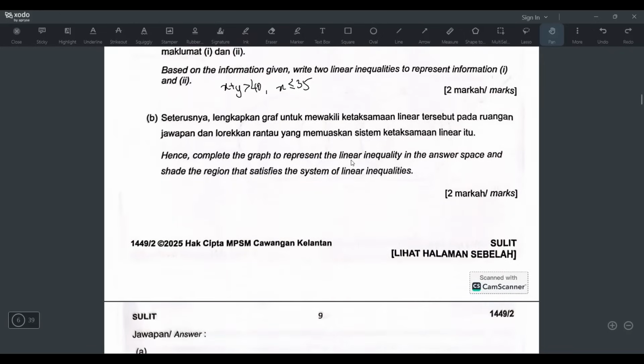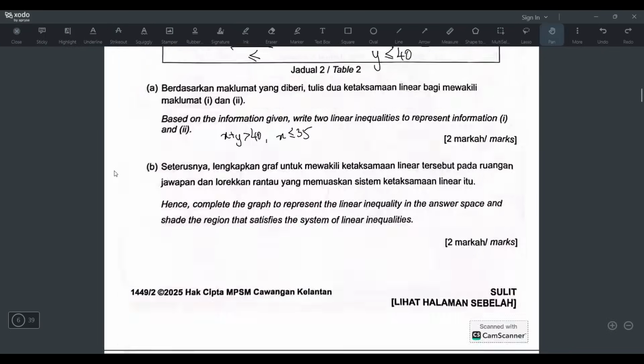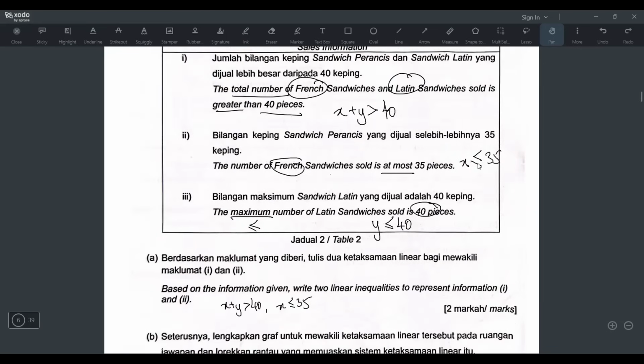Complete the graph to represent the linear inequality in the answer space and shade the region. So you can see they already draw 2 lines for you. This line is the horizontal line, and it cuts the y-axis at 40. So this equation will be y equals 40, and this is a vertical line that cuts the x-axis at 35. So this one is x equals 35. For an equation that has only one unknown, x only or y only, for x only it will be a vertical line, and for y only it will be a horizontal line.